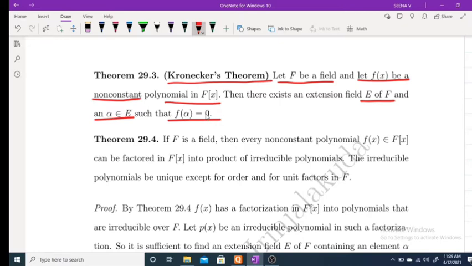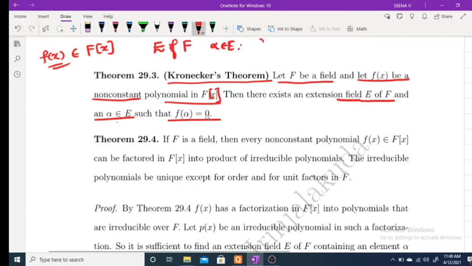What is the statement of the theorem? Let F be a field and f(x) be a non-constant polynomial in F[x]. Then there exists an extension field E of F, and an element alpha belonging to E such that f(alpha) equals 0. We have to prove that for any non-constant polynomial in F[x], that polynomial must have a root in that extension field. This is the statement of Kronecker's Theorem.